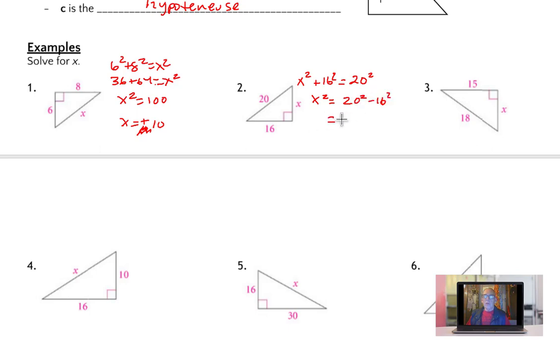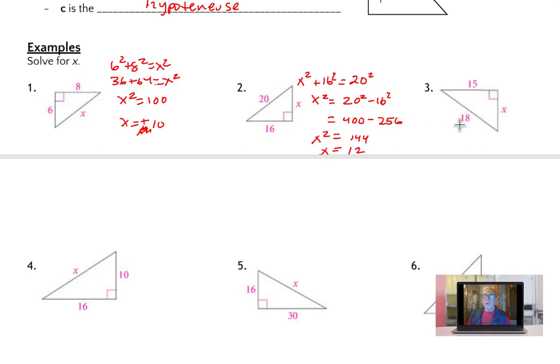Okay, we need to multiply these out. This is going to be 400. Take away 256. That's going to give us 144. X squared is 144. X is going to be the square root of 144, which is 12, because we're doing the positive, because it's distance.